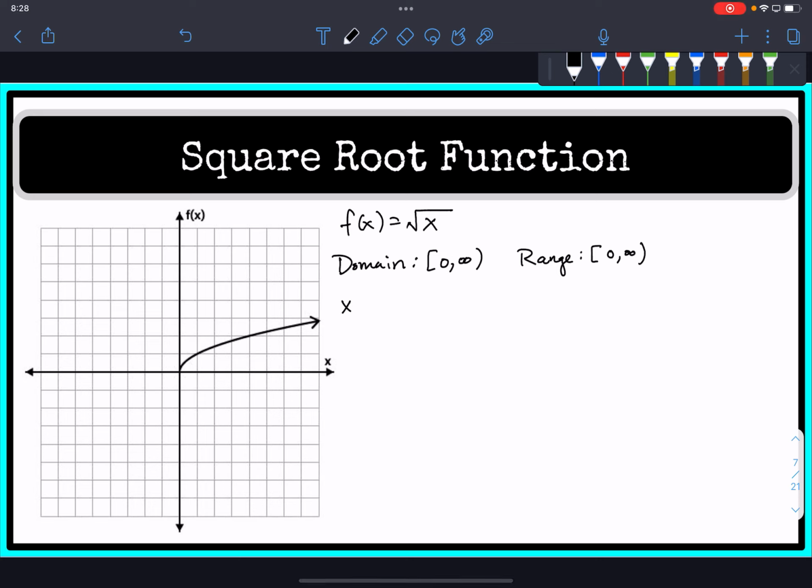Now in terms of the intercept, it's still the same thing. Origin is where this graph is going to cross the x-axis and the y-axis. So our x and y intercept are at the origin.